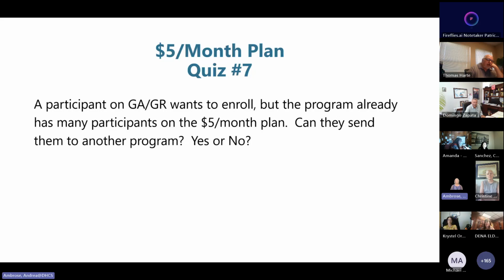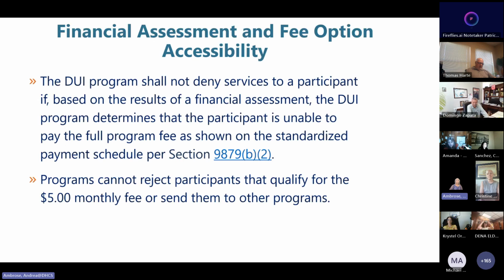All right, good. I'm glad you guys got this one. The answer to this is no. You cannot decide you have too many participants on the $5 a month plan and send participants elsewhere. Section 9879B2 is very clear about this, that you cannot deny services to a participant based on the results of the financial assessment. So if you find that they can't pay the full program fee, you cannot turn them away. You can't reject them, and you can't send them to other programs. You must enroll them according to the payment schedule that they qualify for.